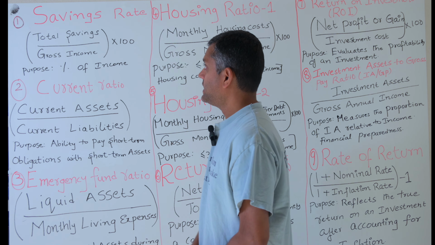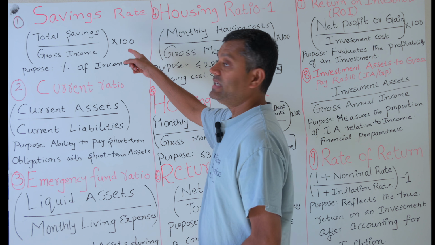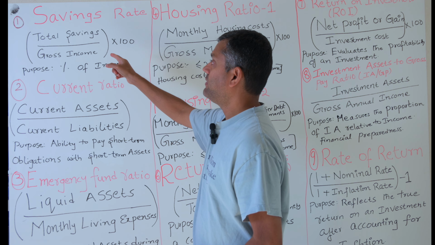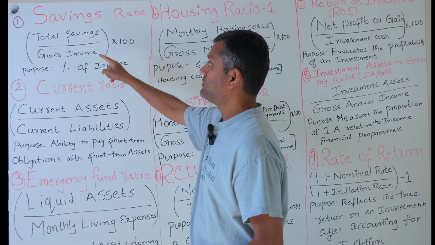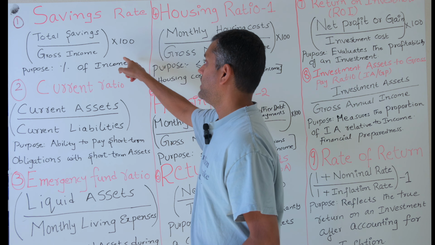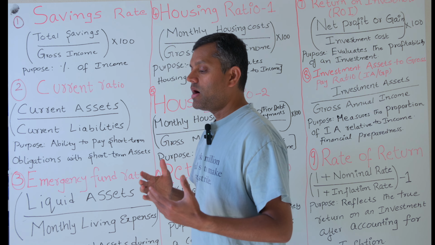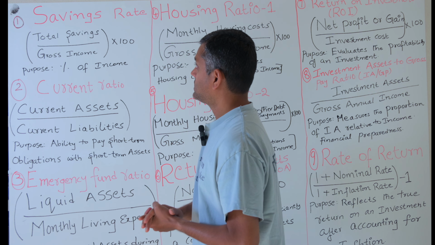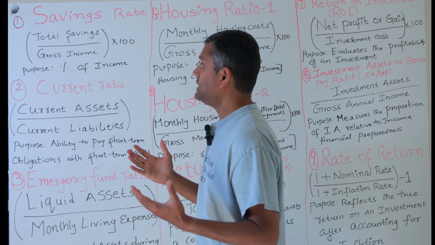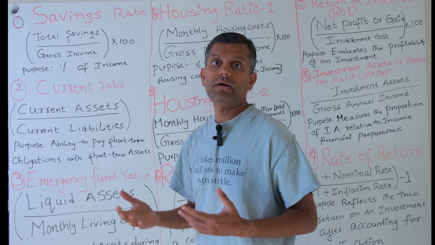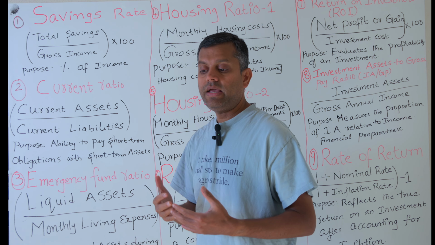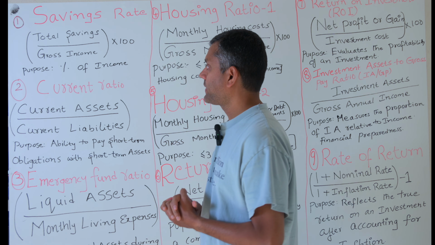Number one, savings rate. Savings rate is calculated by dividing the total savings by gross income and multiplying by 100. The purpose of savings rate is to see what percentage of income can be saved over a period of time.